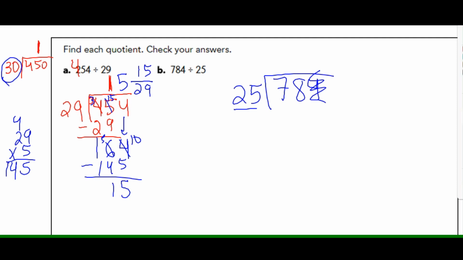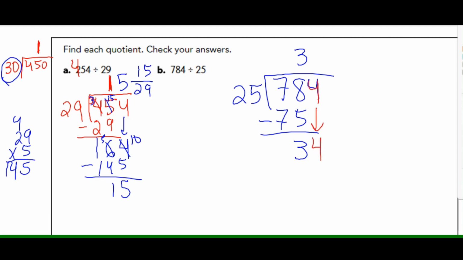Now we can do that. So we're going to figure out how many times 25 goes into 78 first. So 25 plus 25 is 50, plus another 25 is 75. So I know it's going to be 3. 3 quarters is 75 cents. So 3 times 25 is 75. And then I'm going to subtract. 8 minus 5 is 3. And then I'm going to bring down my next number. So I'm going to bring down this 4 right here.